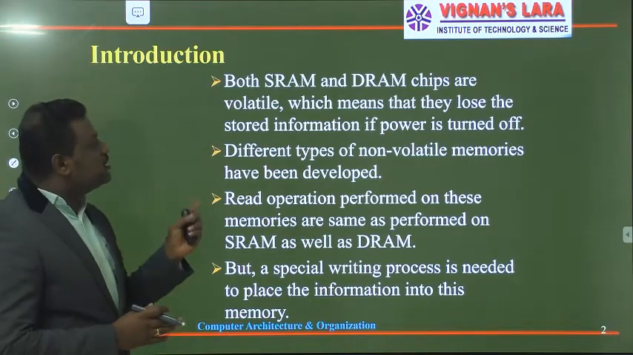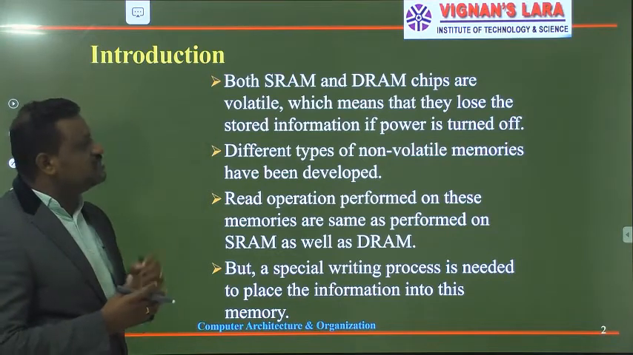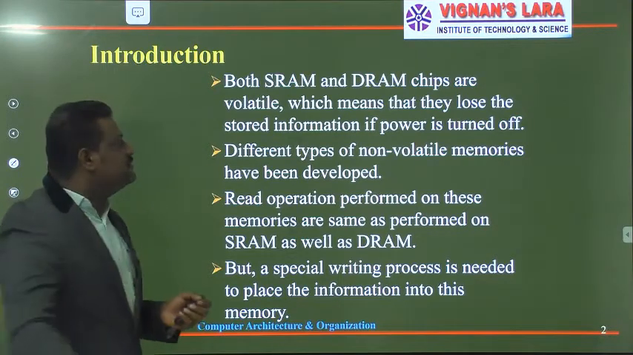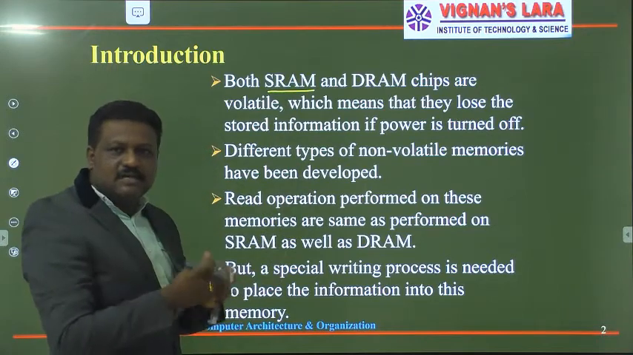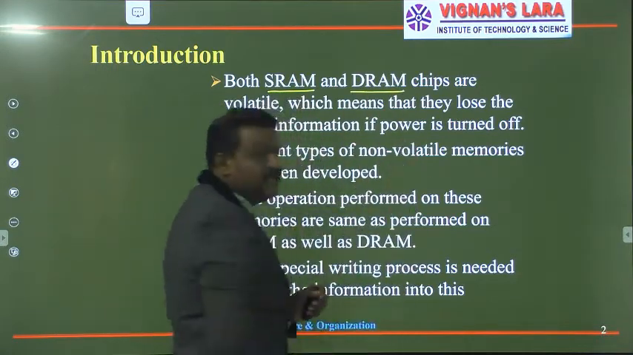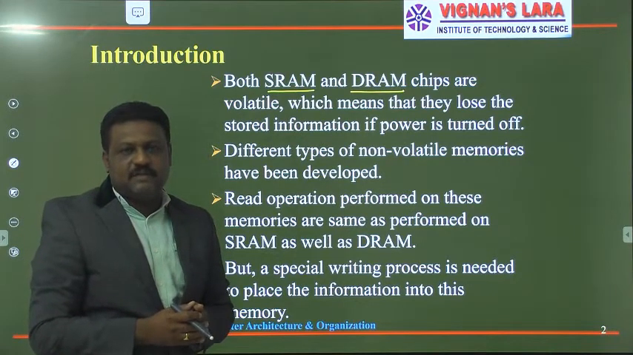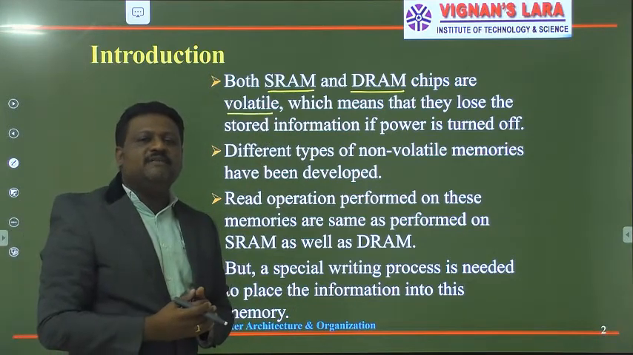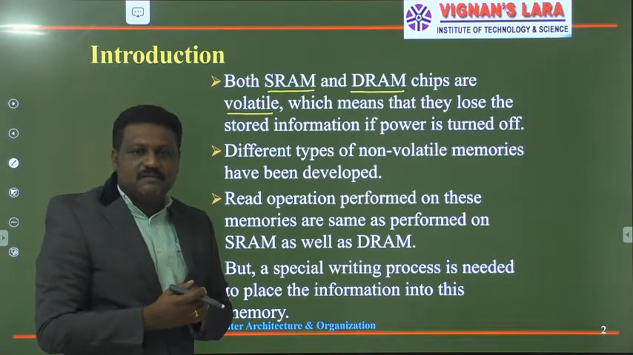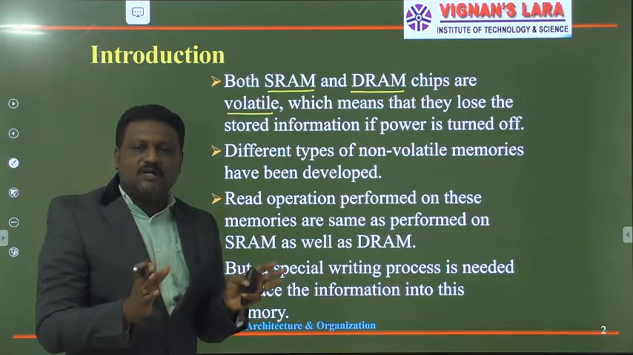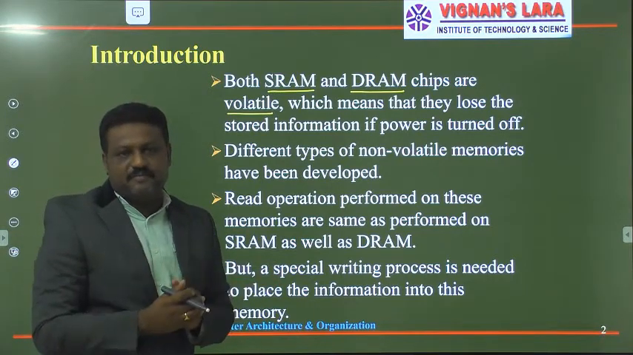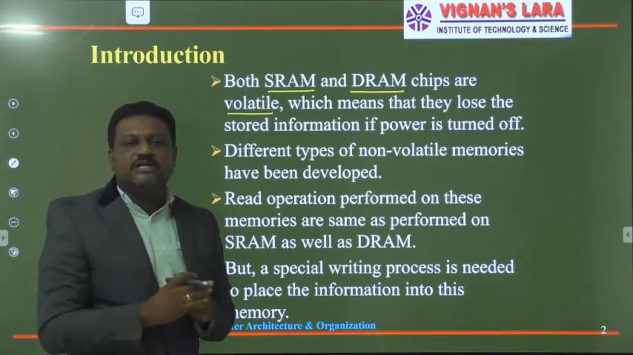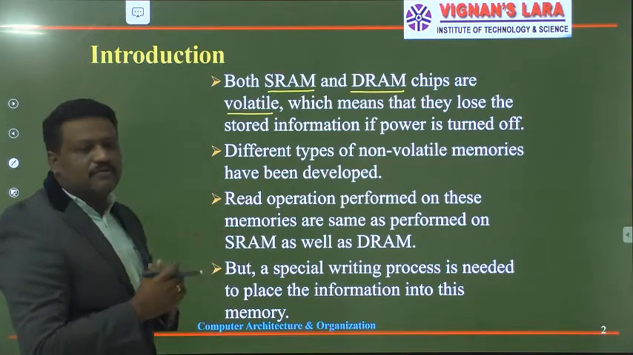Both SRAM and DRAM chips are volatile, which means that they lose the stored information if power is turned off. In the last class, we discussed SRAM, static random access memory, as well as DRAM, dynamic random access memory. These two random access memories are volatile memories. What is the meaning of volatile memories? The information present in the memory location is lost when the power is turned off. Once the power is turned off, automatically the information already stored in the memory locations is lost. That is the meaning of volatile memory.